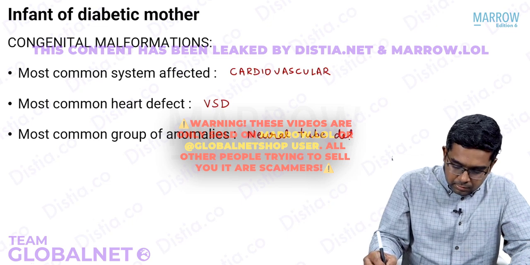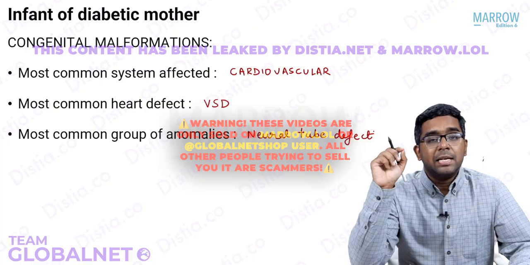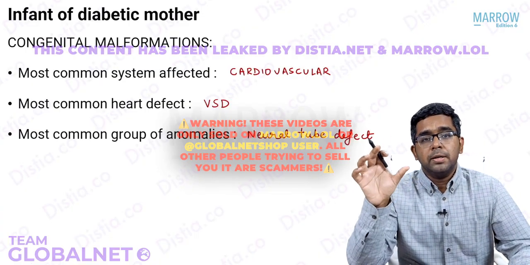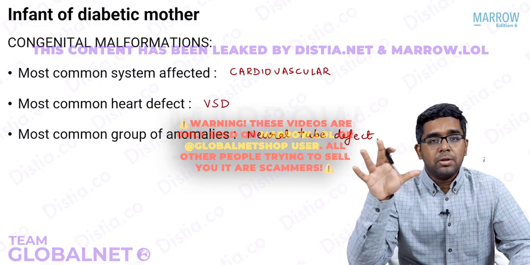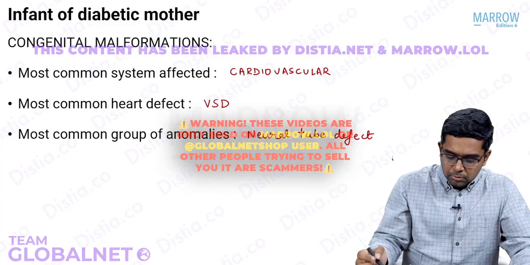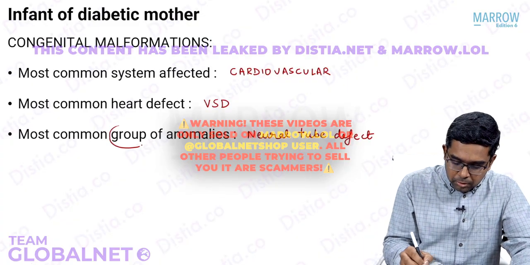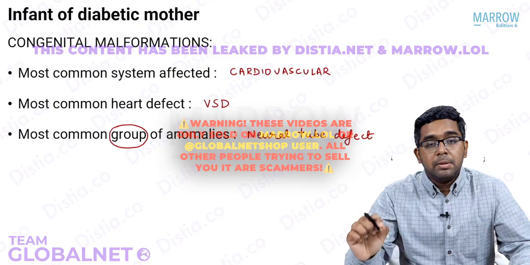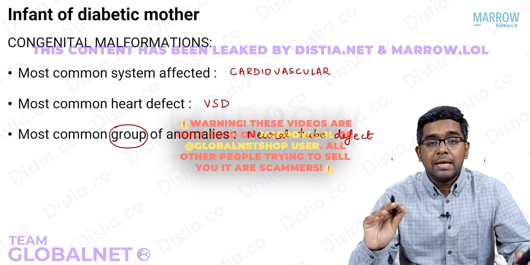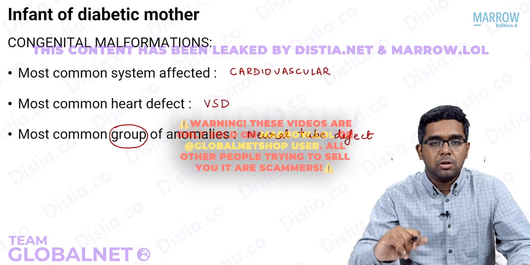This is where there is a slight confusion. Suppose they ask you which is the single most common anomaly in a baby born to a diabetic mother, your answer will be VSD. If they ask you which is the most common group of anomalies in a baby born to a diabetic mother, the word should be there, group of anomalies, then as a group, neural tube defect is common.